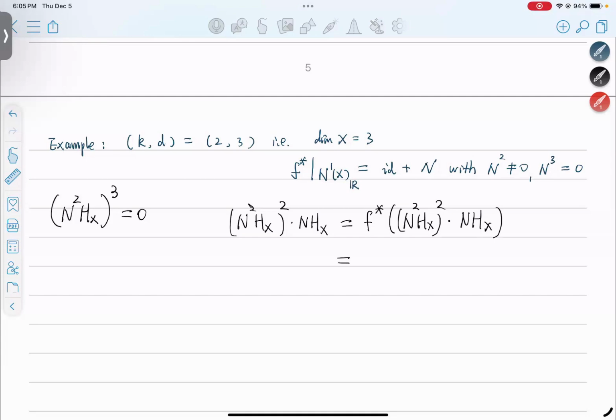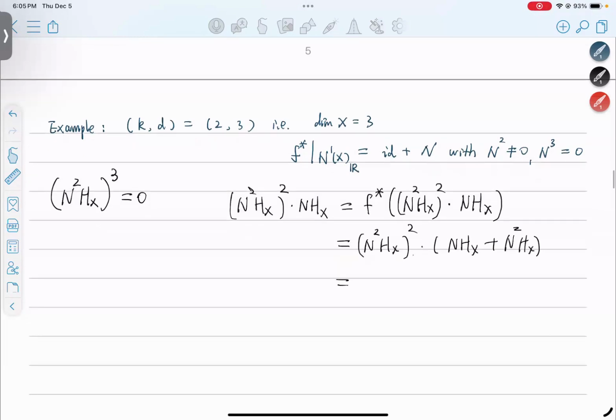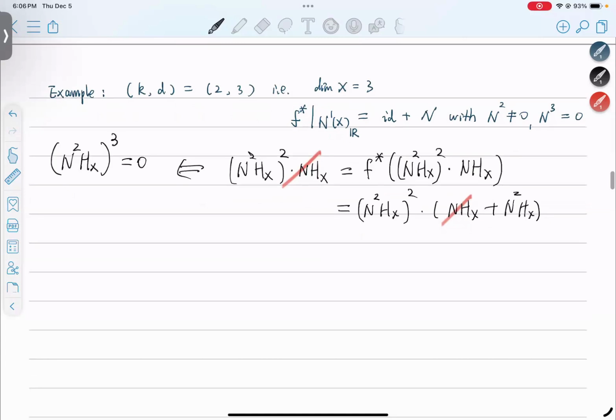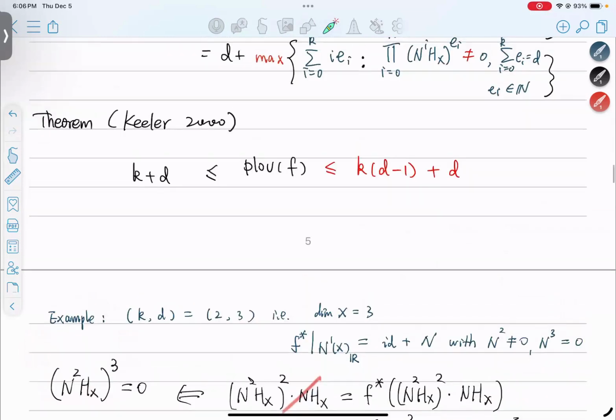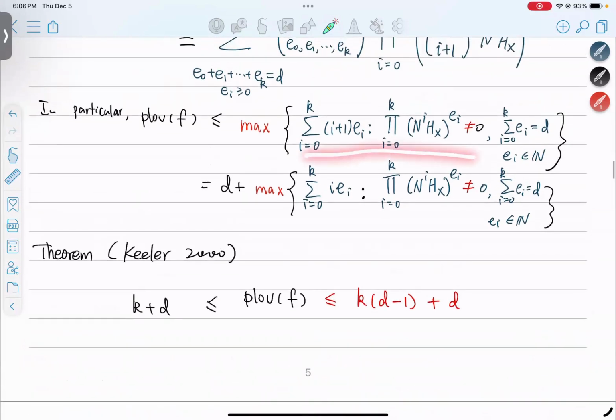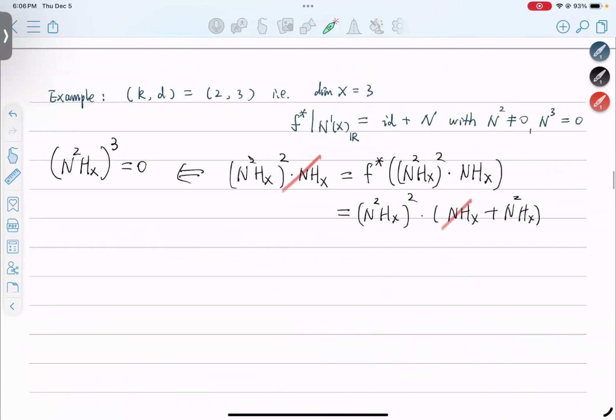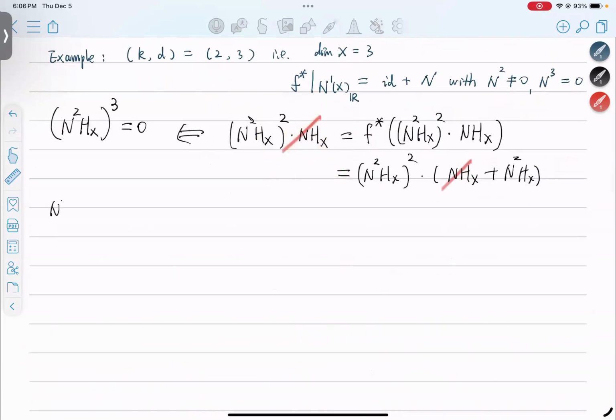But now f star is 1 plus n. So then we have the left hand side equal to the right hand side. Now the right hand side has 2 terms, but you see that the first term is the same. Then we will get the vanishing of the top intersection of n square hx. So in this way we can show that n square hx cubed is 0. You see that when this is the largest one, the intersection is 0. Then we keep going, we do another one.